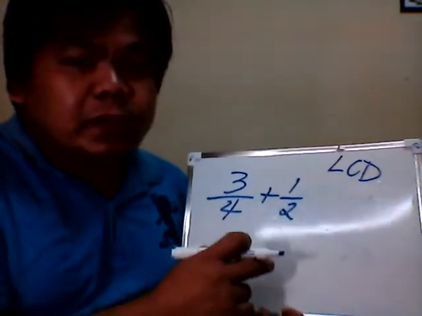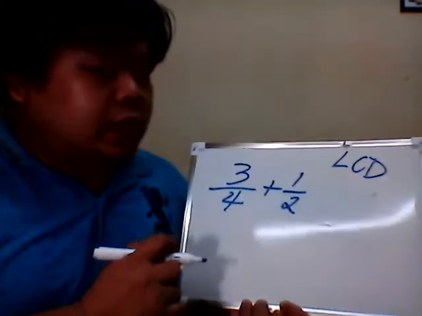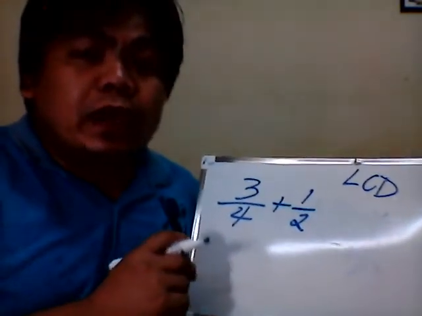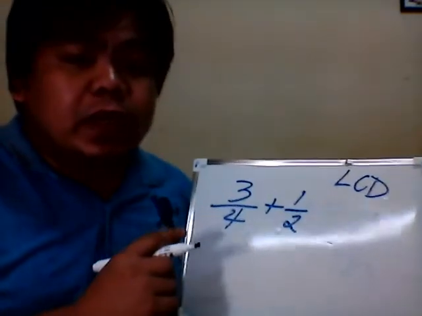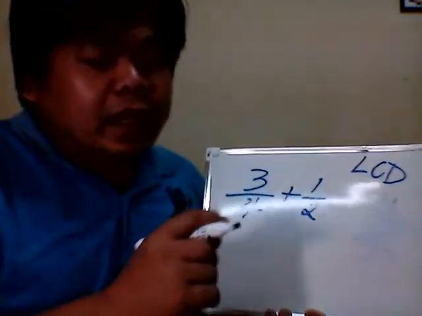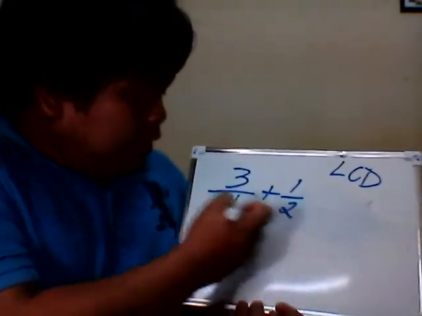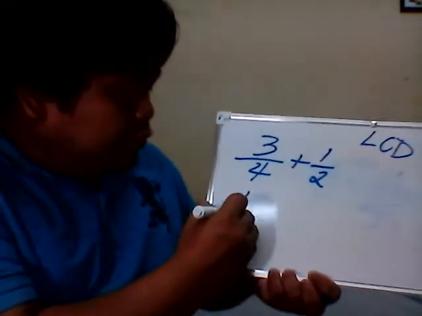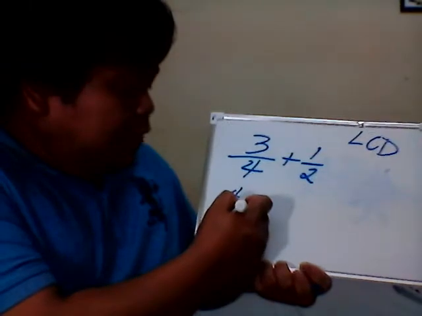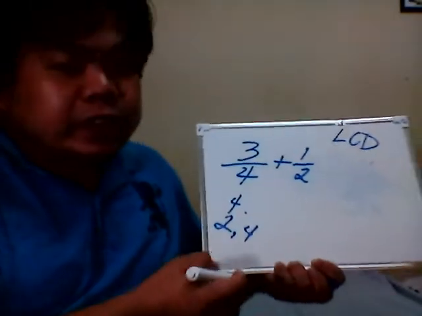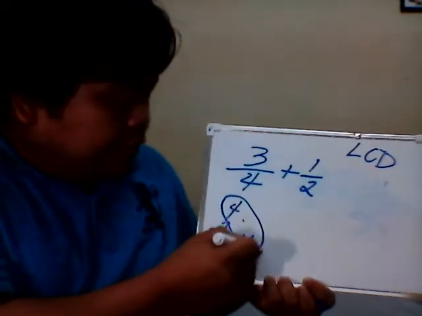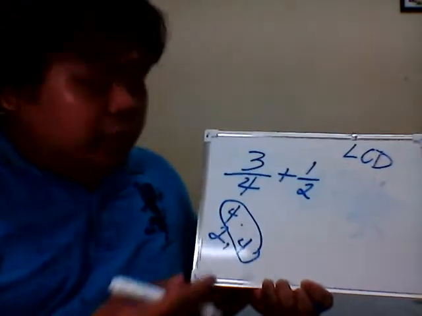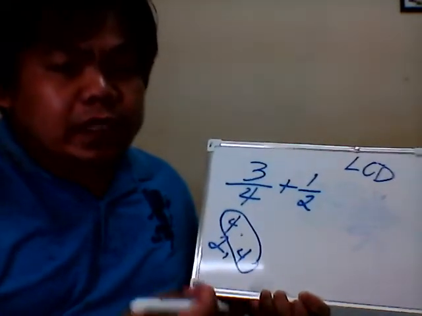LCD stands for least common denominator. So how are we going to find the LCD? There are two ways to find the LCD. The first one is skip counting. Okay? So kindly use the denominators, which are 4 and 2, and do the skip counting. The first common number will be considered as the LCD. As you can see, the first common number when we do the skip counting on the denominators is 4.